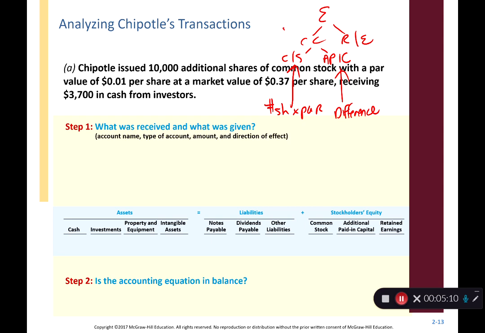All in all, this contributed capital represents the amount received from owners.